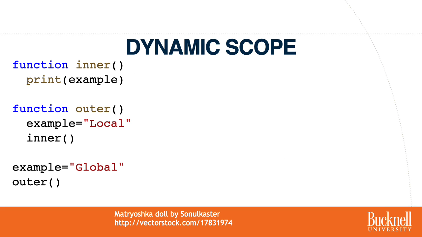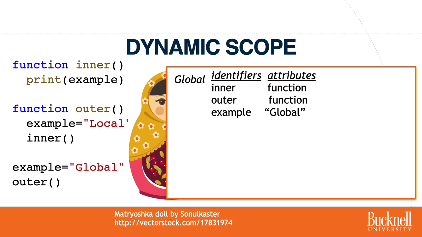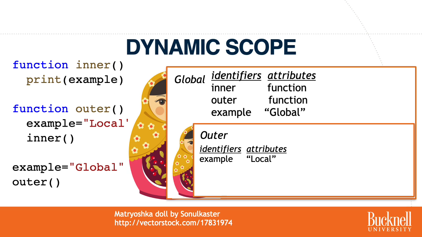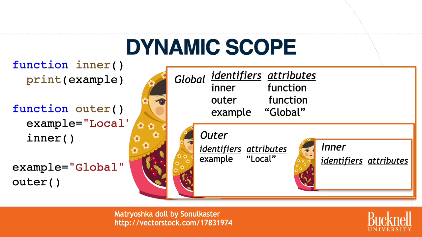Consider the previous example. When this code is first run, we'll create a global scope with inner, outer, and example. When outer is called, example gets a new separate copy with the value local. When inner is called, it's actually going to go back to outer's copy of local. And the reason it does this is because inner was called by outer. Inner goes, what called me, what was the last thing on the call stack, and by going one step up in the call stack, it borrows all the variables inside of outer.